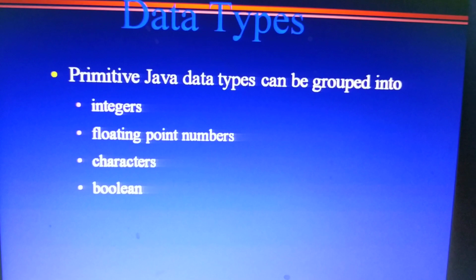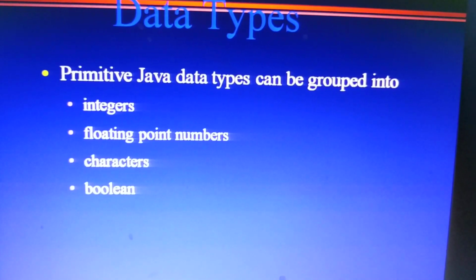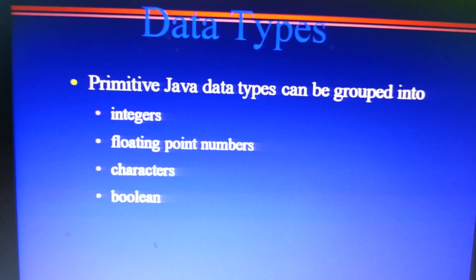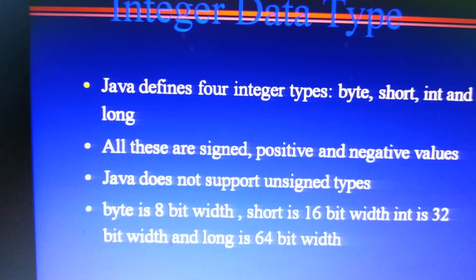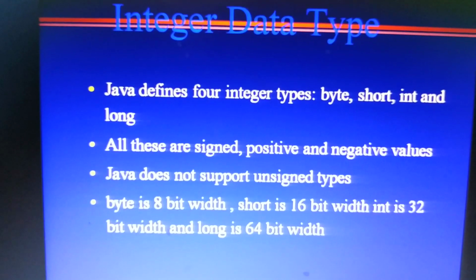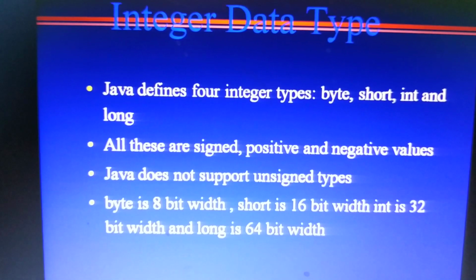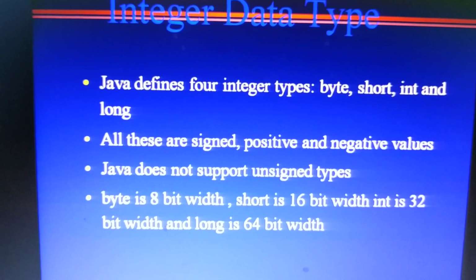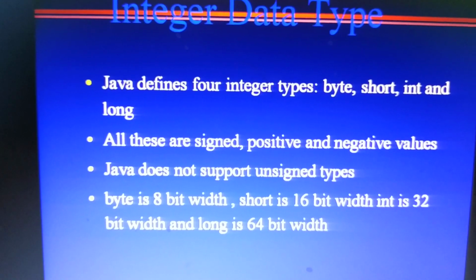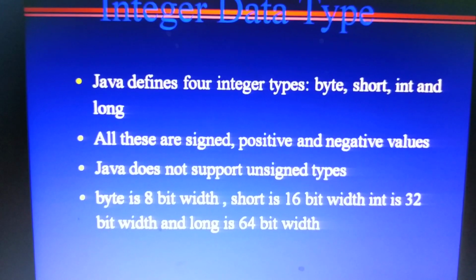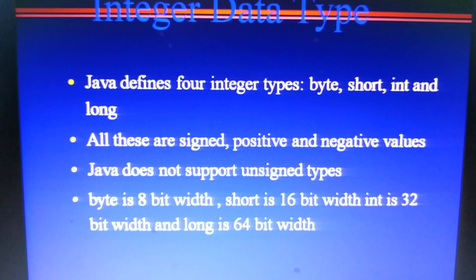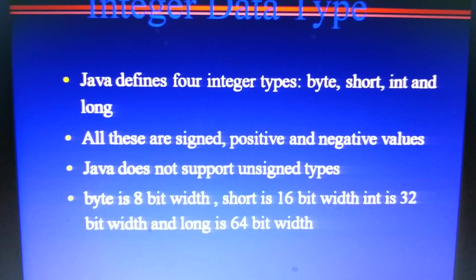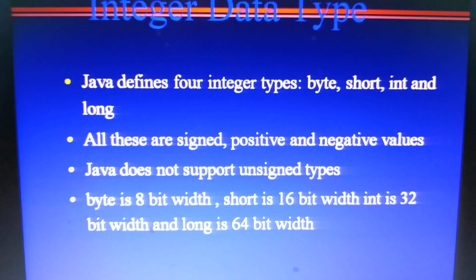Primitive data types can be integers, whole numbers, floating point numbers, characters and Boolean. The different integer data types are byte, short, int and long. They are signed values, positive and negative values they can have. Java does not support unsigned data types. Byte is 8-bit, short is 16-bit, int is 32-bit and long is 64-bit.